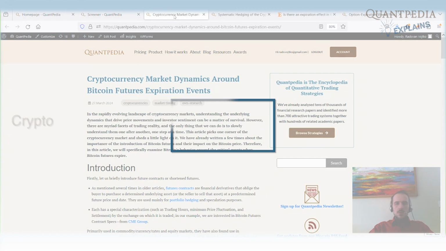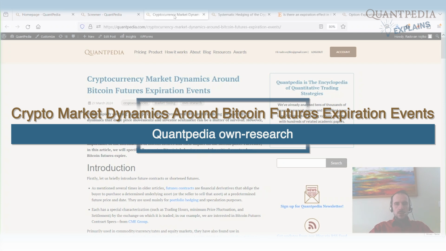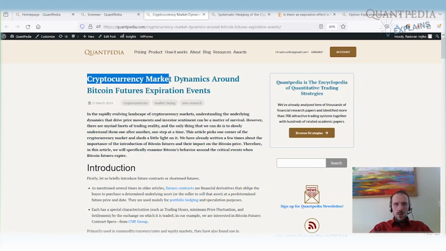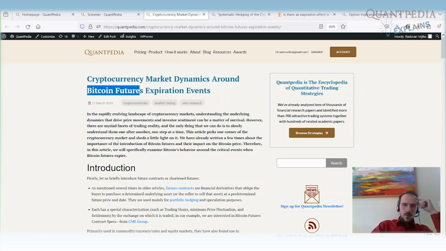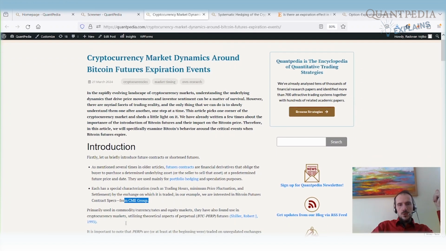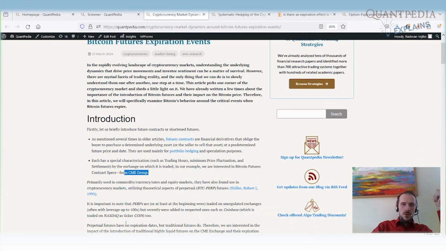Our research is related to cryptocurrencies, and what we investigated is the cryptocurrency market dynamics around Bitcoin futures expiration events. Of course, the cryptocurrencies are evolving very rapidly. They build their own trading environment, but cryptocurrencies are connected very closely to traditional finance. One of the ways they are connected is via the Bitcoin futures, which are listed on CME Group exchange. So you can use these future contracts for portfolio hedging or for speculation.